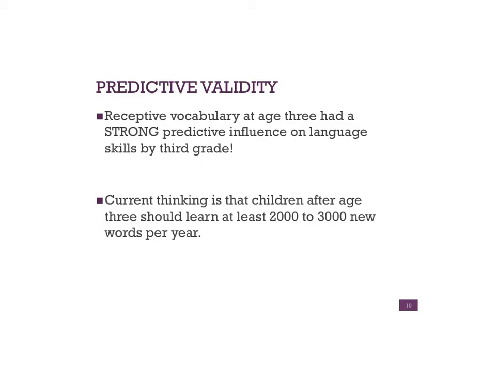Two excellent sources for building vocabulary are Marilee Spranger's Teaching the Vocabulary of the Common Core and Teaching Academic Content and Literacy, produced by the U.S. Department of Education. You will find both of those sources in the reference section. But recall the strength of the predictive validity of receptive vocabulary. Receptive vocabulary at age 3 had a strong predictive influence on language skills by 3rd grade. The current thinking is that after age 3, children should learn at least 2,000 to 3,000 new words per year just to break even.